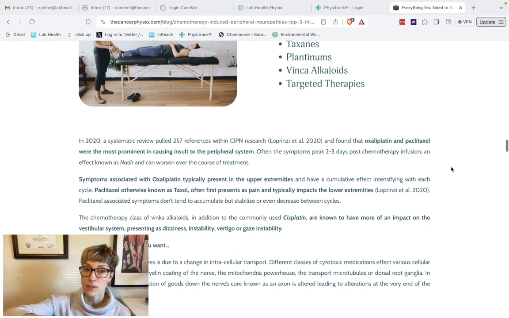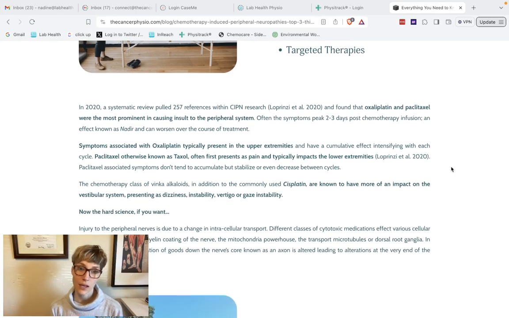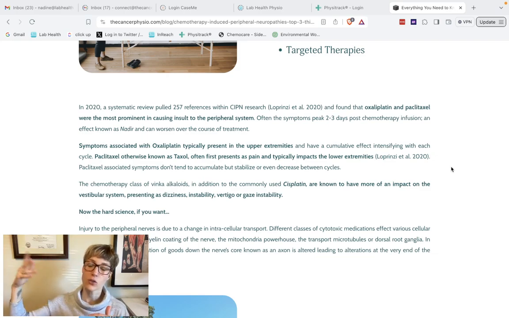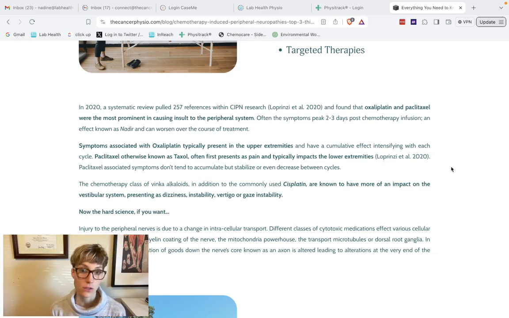We tend to see from some studies that were done in the last decade that oxaliplatin and paclitaxel were some of the most prominent in causing insult to the peripheral system. Okay? Symptoms associated with oxaliplatin typically presented in the upper extremities. It had a cumulative effect, intensifying with each round of chemo. Paclitaxel, otherwise known as Taxol, often first presents as pain and typically impacts the feet and the lower extremities. So we see these different indicators.